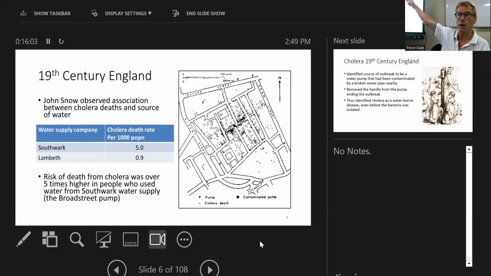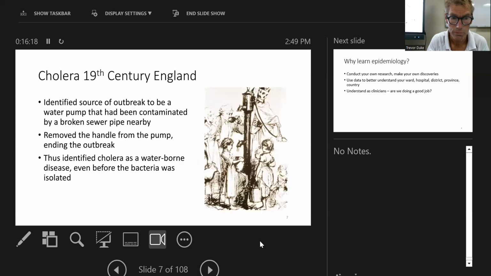And you can see even from the map, this is John Snow's map, how there's a cluster around this pump, or around this street, Broad Street, a cluster of cholera deaths in this area of London. Based on that, in Broad Street, John Snow identified this pump as the source of the outbreak. It was the cause of the cholera.